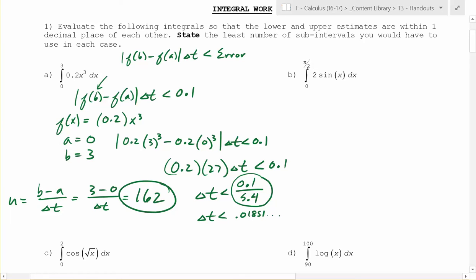Now, is that a number of divisions you're going to want to do by hand? No. So what are you going to need to use? Use the program. Use that website right now. So what function? You have the function. You go from 0 to 3 and use 162. You could do left hand and right hand just to see how close they are. How close together should the two things be if you go left hand and right hand with 162 in this function? Exactly. So what is that number? 0.1. They should be within 0.1 of each other.